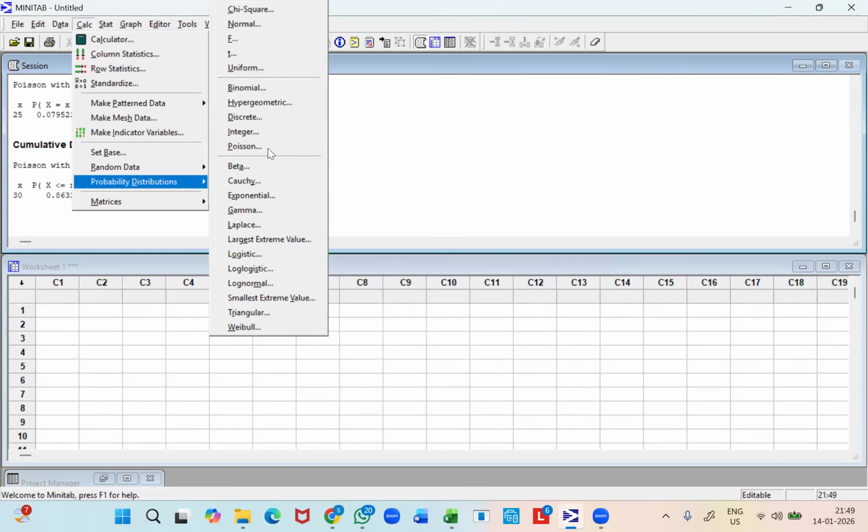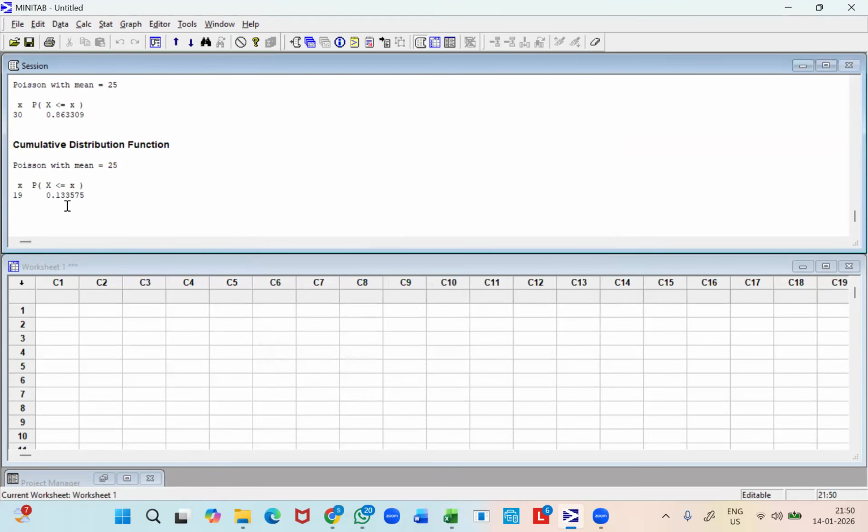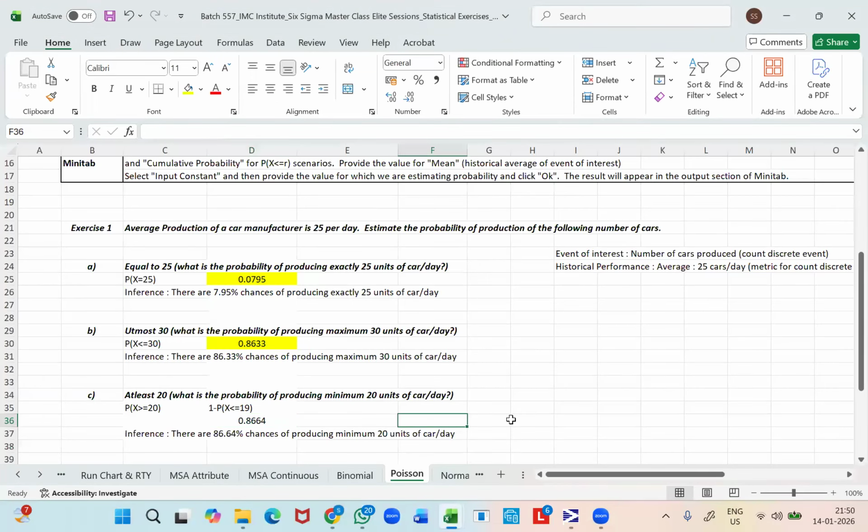So calc probability distributions Poisson. So everything else can be retained as it is. The input constant value will be changed to 19 and we get the value 0.1336. And this has to be subtracted from 1. So this will be 1 minus 0.1336, which is 0.8664.